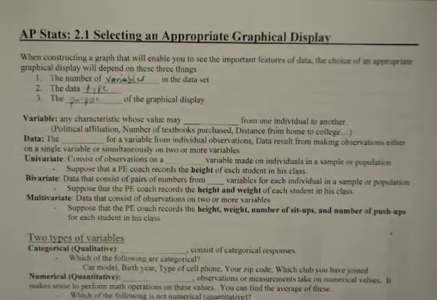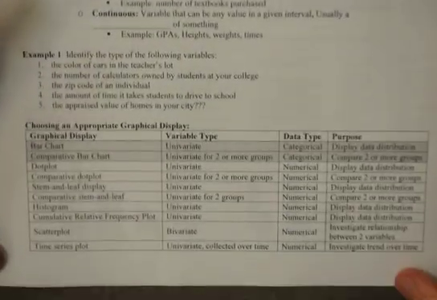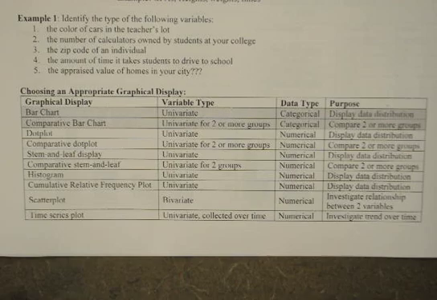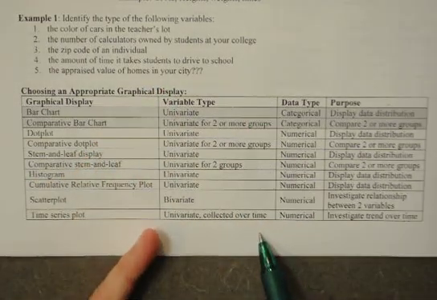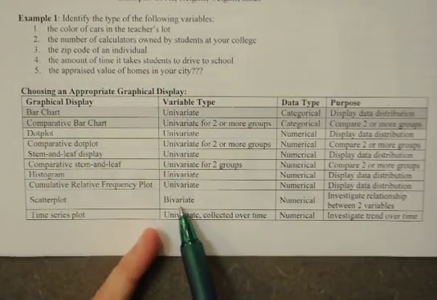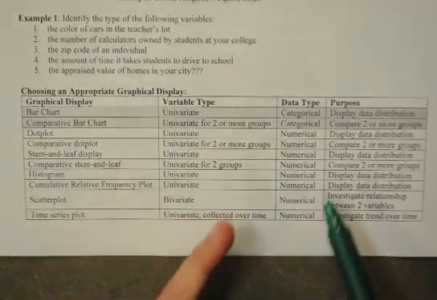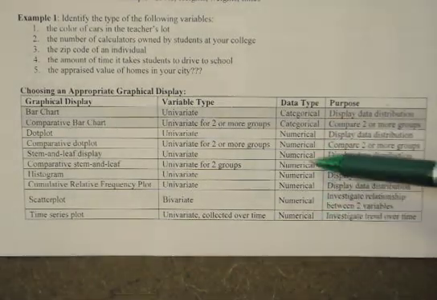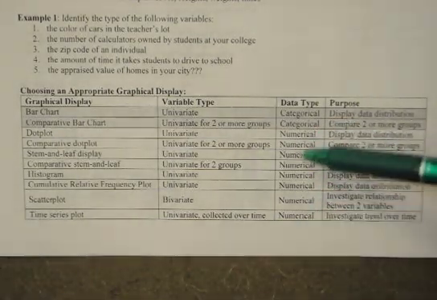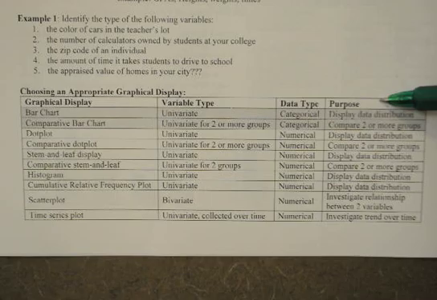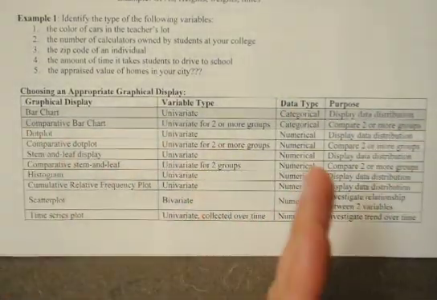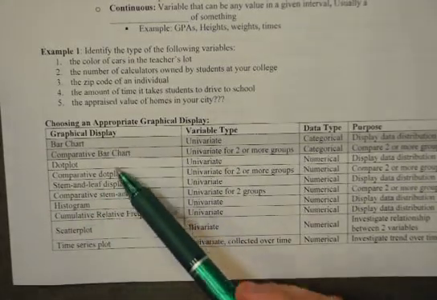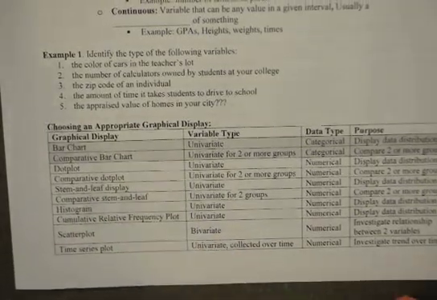of the graphical display. And if you look down at the bottom of the page here, we break everything down into the type of the variable. You can see univariate, bivariate sort of data. Data type: there's categorical versus numerical, or quantitative is another way of saying numerical. And then the purpose. Alright, so that's basically your three things you need to ask yourself, and then you'll have an appropriate way to display your data.